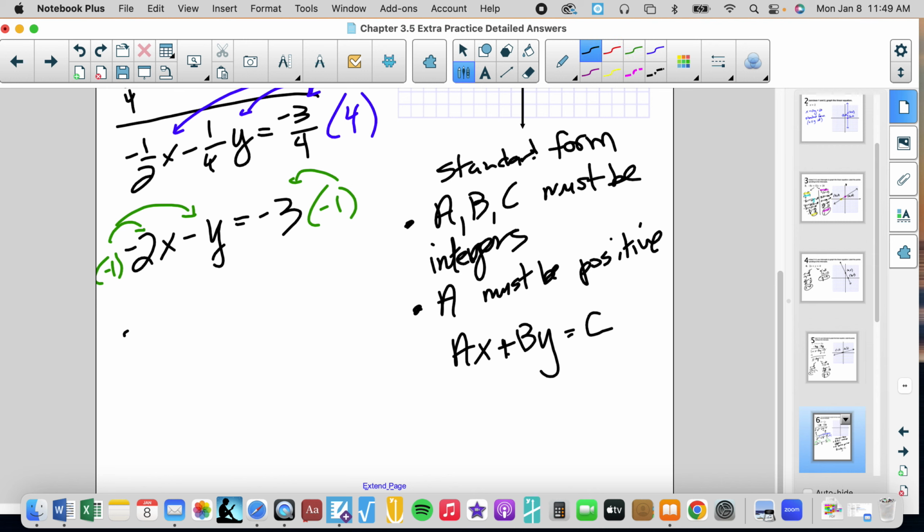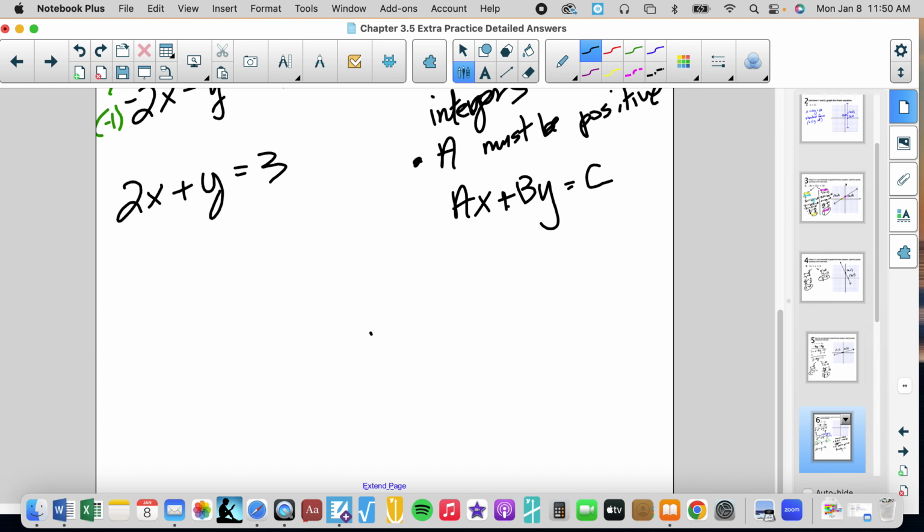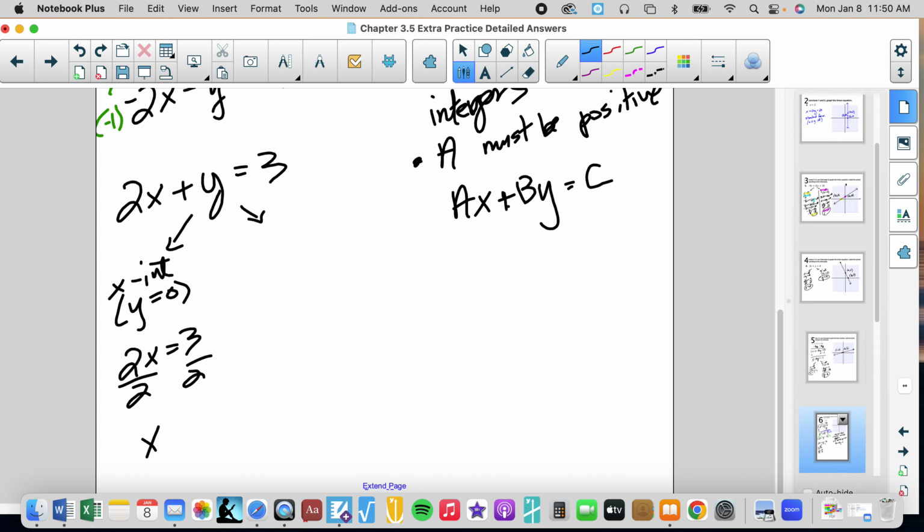So if I multiply everything, we get 2x plus y equals 3. Now I can find my x and y intercepts. So I'm going to separate. X-intercept, y equals 0. So if I plug in 0 for y, that leaves me with 2x equals 3. Divide by 2, x equals 3/2. That's my x-intercept. My y-intercept, I'm going to plug in 0 for x.